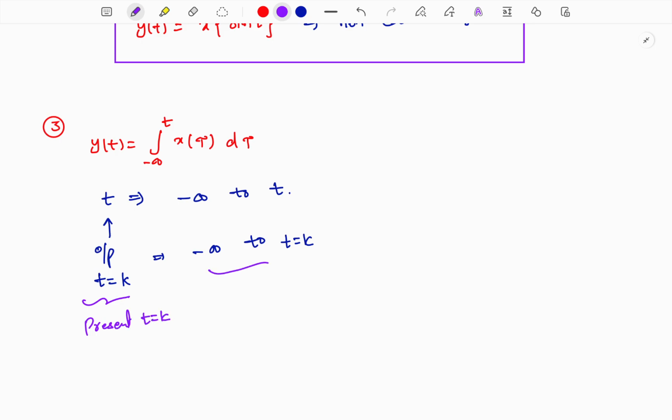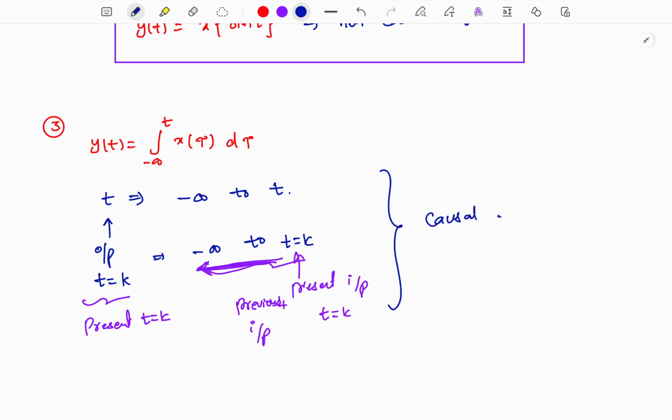This is the present output at t = k. Here t = k is the present input, and all the others are previous inputs. Though overall the system depends only on past and present values and doesn't depend on future values. So the system is a causal system.